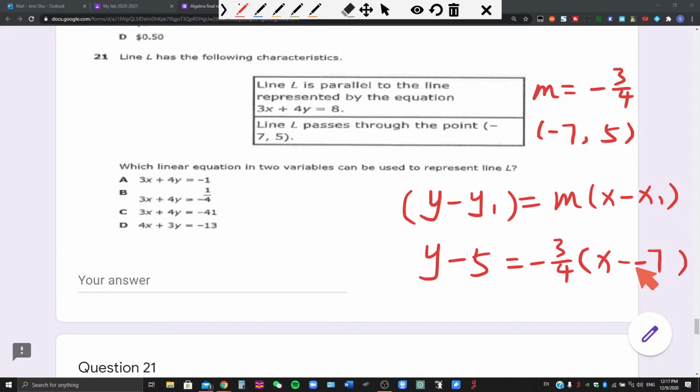Okay, so when we do the point slope formula, we'll have this. Now let's further simplify that. First thing, this x subtract negative 7, these two bars across will be the same as x plus 7. So we have y subtract 5 equals negative 3 over 4 multiplied by x plus 7, right? Now what do we do?